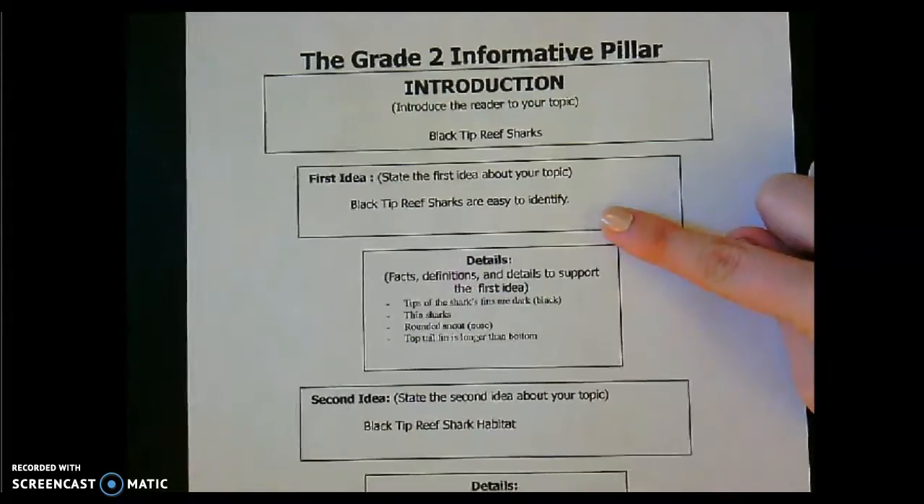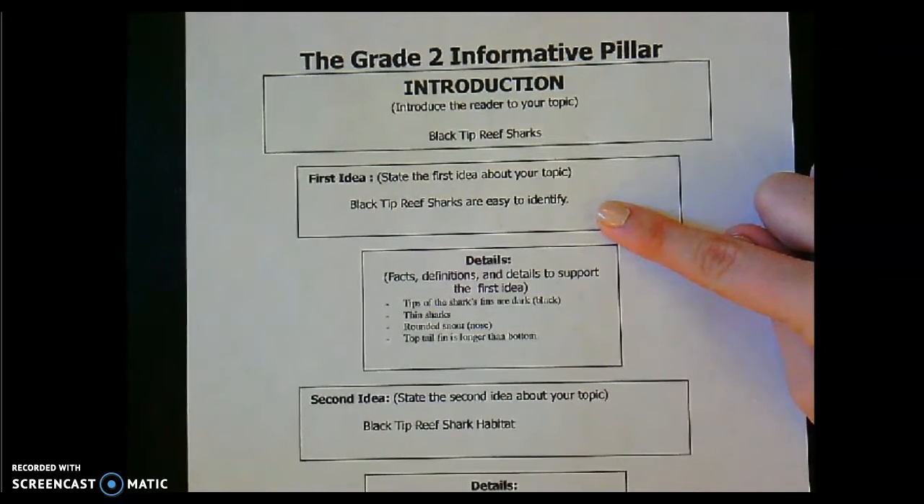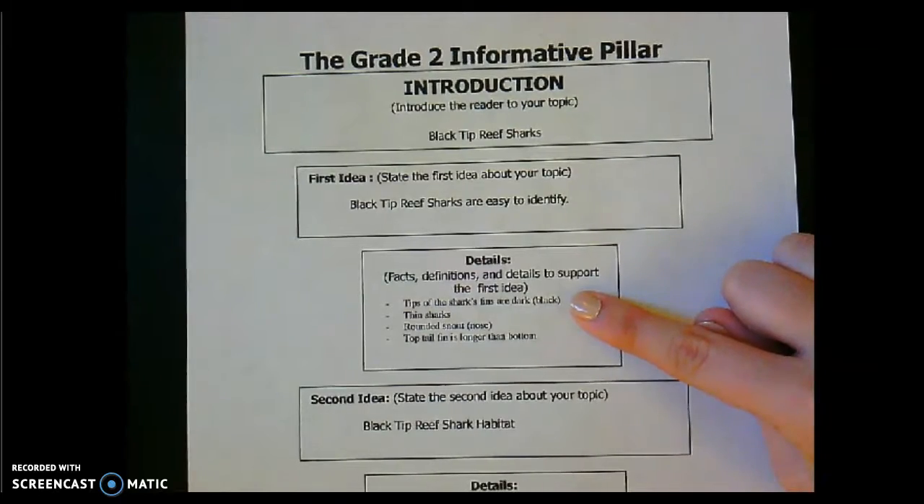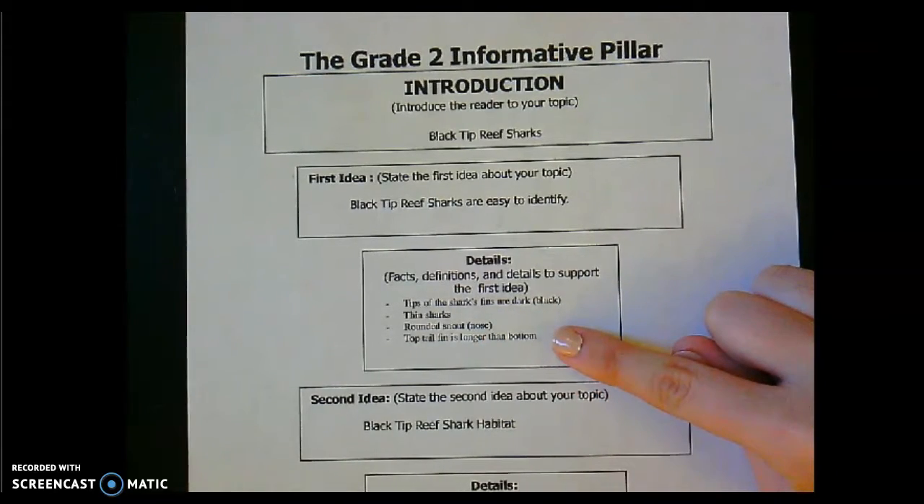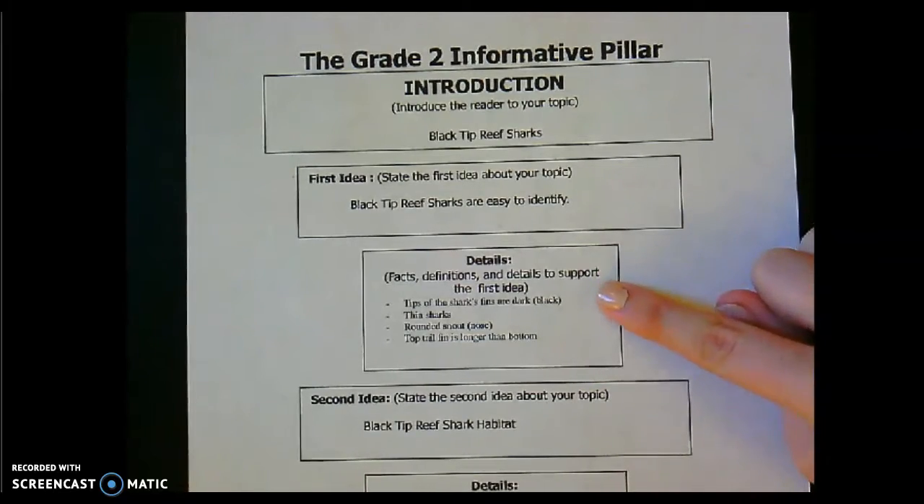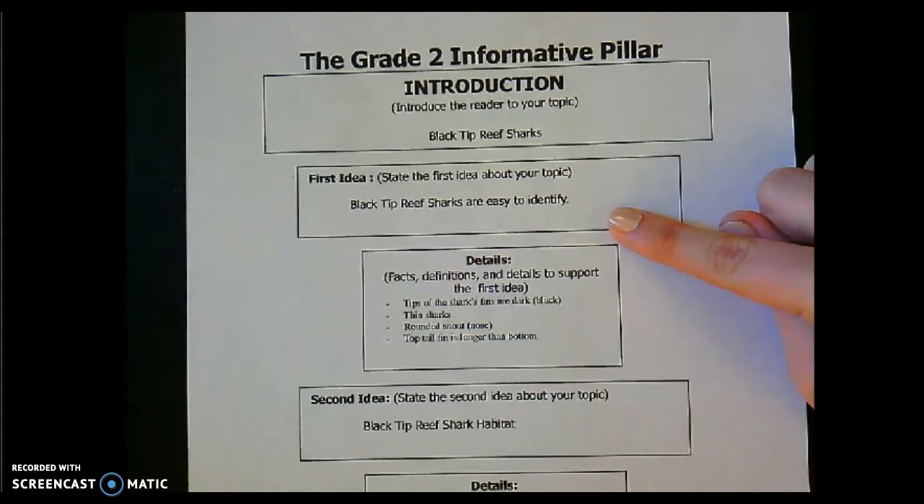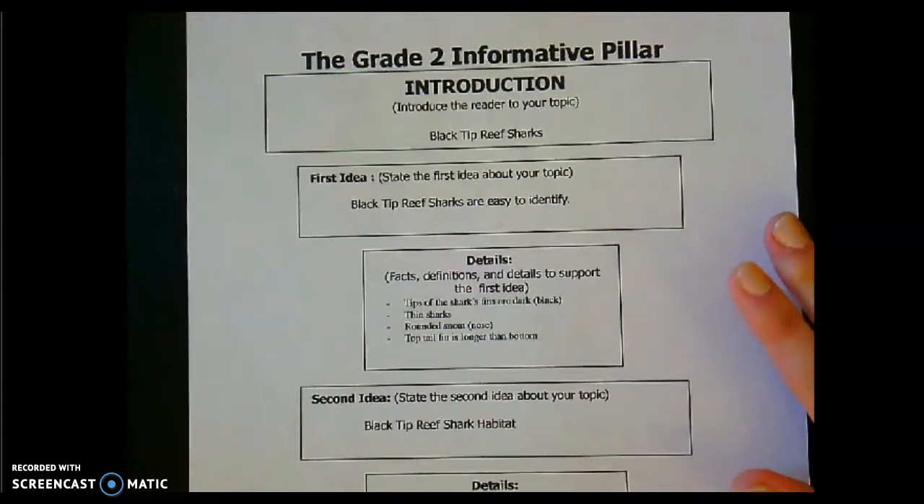My first idea is black tip reef sharks are easy to identify. That means you can figure out that that's a black tip reef shark pretty easily. The tips of the shark's fins are dark, like black color. They're thin sharks. They have a rounded nose, and their top tail fin is longer than their bottom. So I just kind of gave some descriptions about how to identify a black tip reef shark.